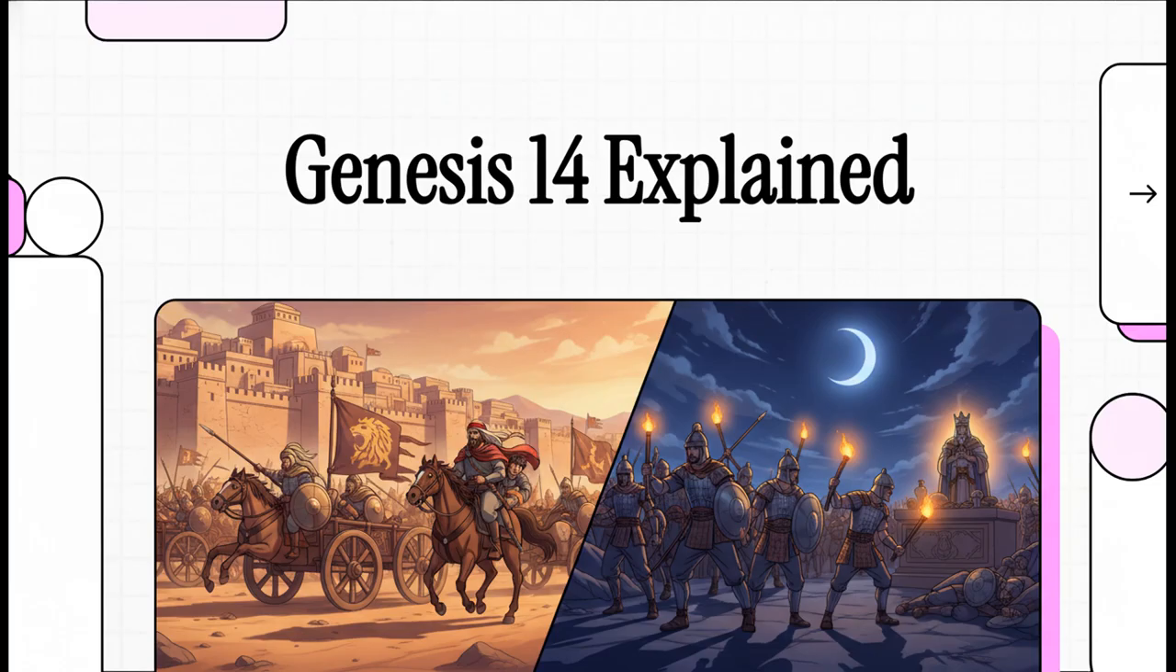It involves massive, world-spanning empires clashing over resources, a really high-stakes kidnapping of a family member, and a daring nighttime rescue mission by a remarkably small, fiercely loyal force. We're going to go through every single verse together, step by step, so you can perfectly grasp the sequence of these incredible historical events. Let's get started.